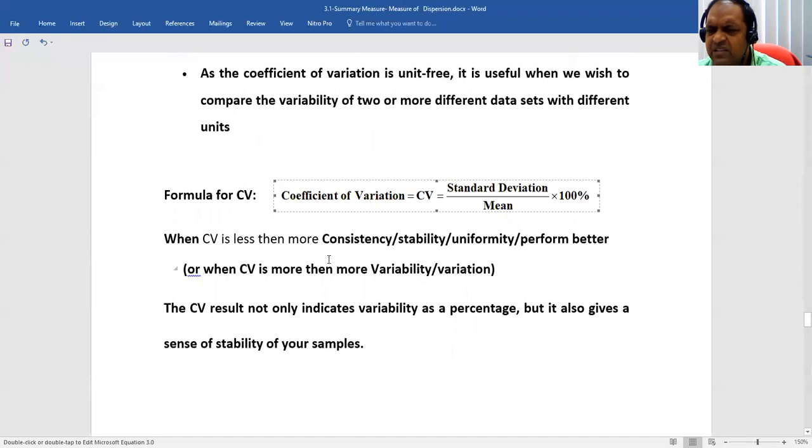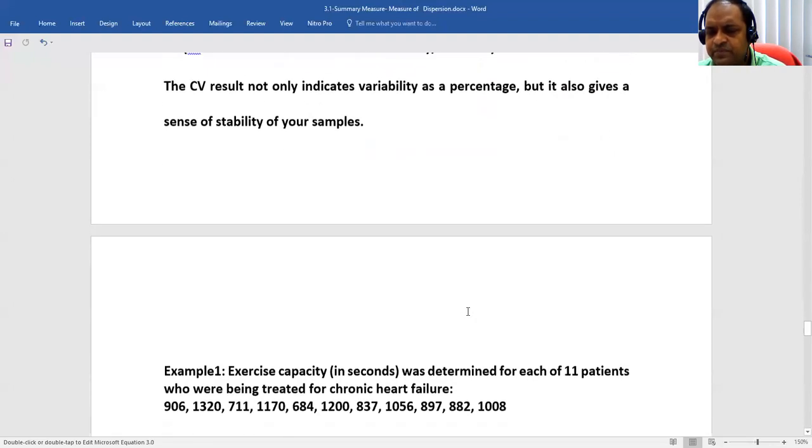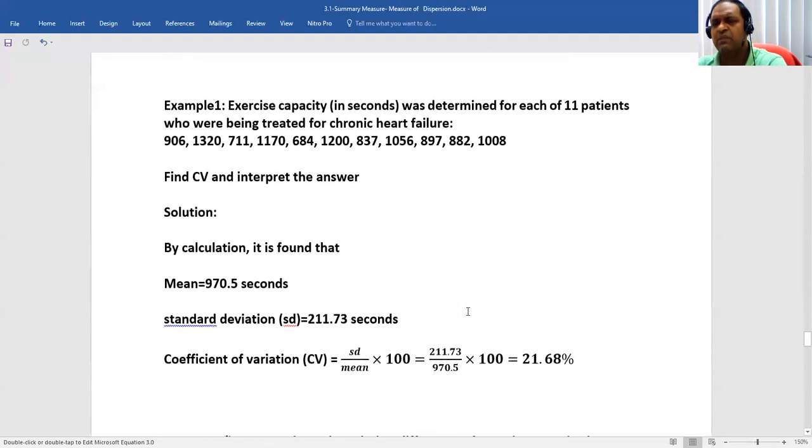I wrote it: CV less is more consistent, more stable, more uniform. And when CV is more, there is more variation, more variability, okay? So we'll do some practical examples, it will be more clear. Let us see example number 1.